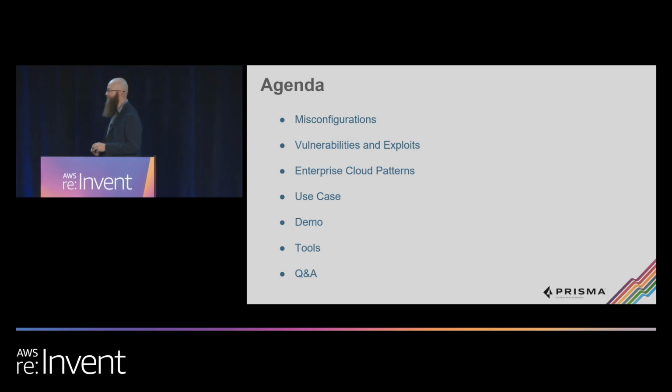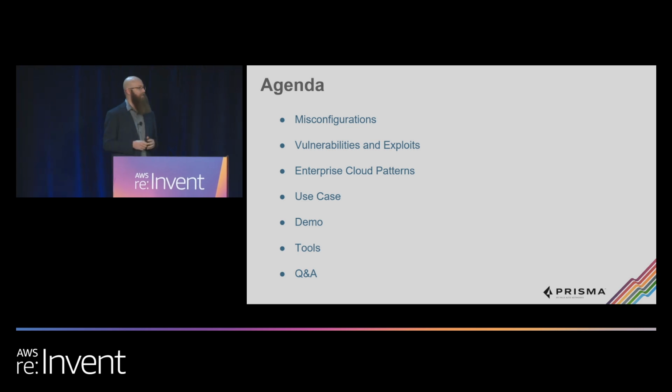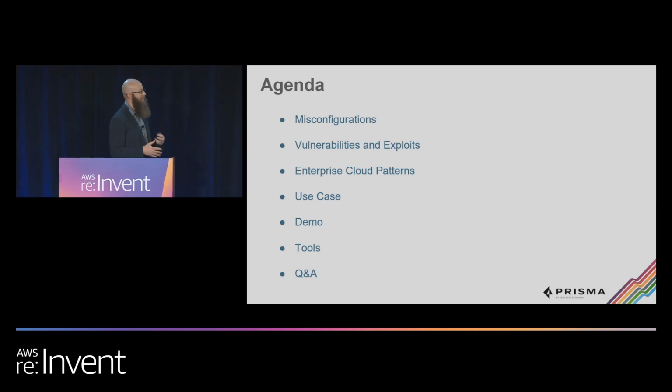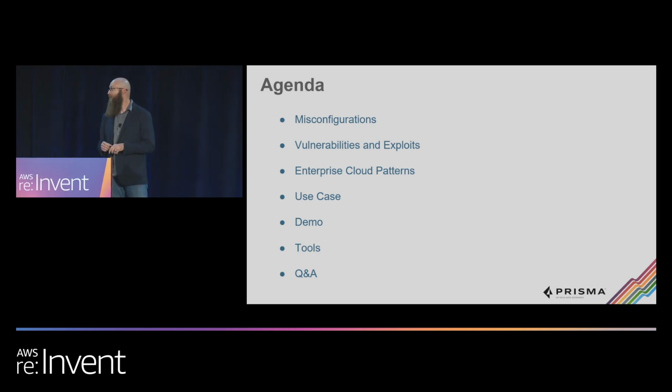So today's agenda is that we're going to be looking at misconfigurations primarily. Misconfigurations are a big part of our cloud environment, unfortunately. Jay's going to take over a little bit about the vulnerabilities and exploits that we've been looking at. We're going to talk about cloud patterns within the enterprise environment itself. We're going to have a couple use cases that we're going to look at, then some demos, and then we'll have question and answers. All right, any questions so far? Sound like a good agenda? Awesome.